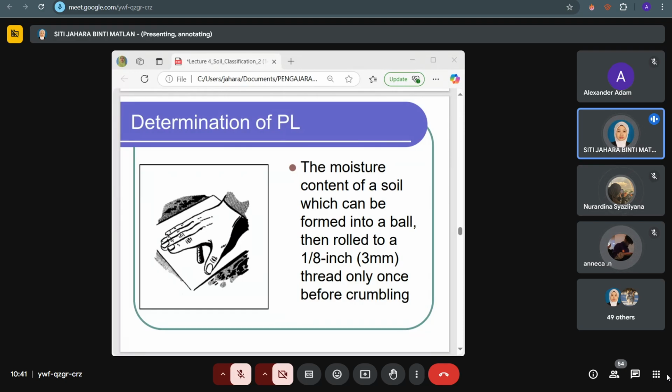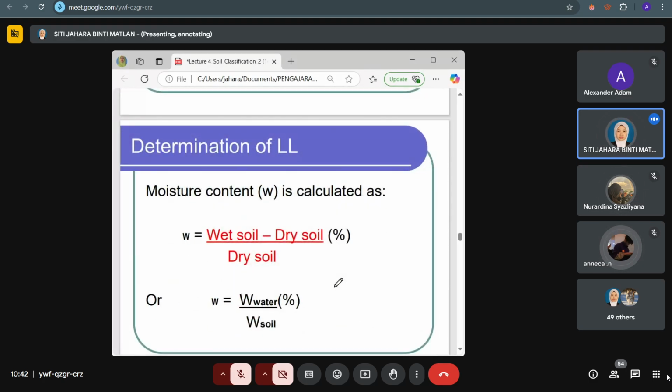Then we repeat the process with another portion of the soil, because we need to do several trials, at least 3, to get an average value. The water content at which the thread crumbles after being rolled once is the plastic limit. We measure the water content and determine the plastic limit.